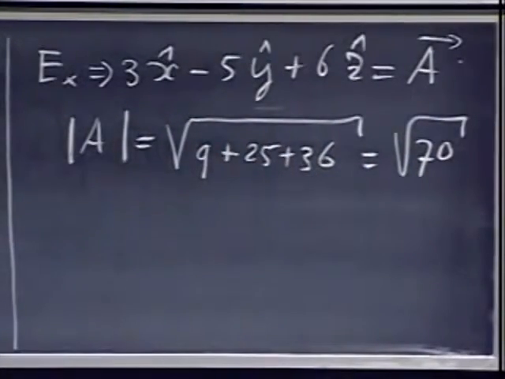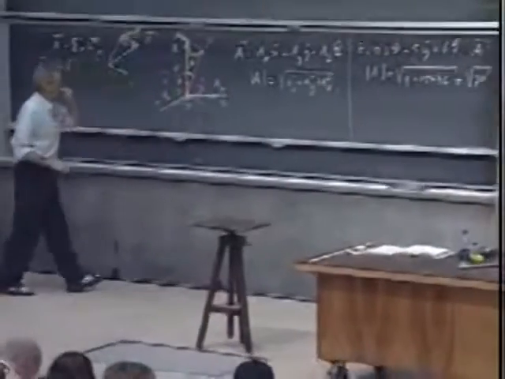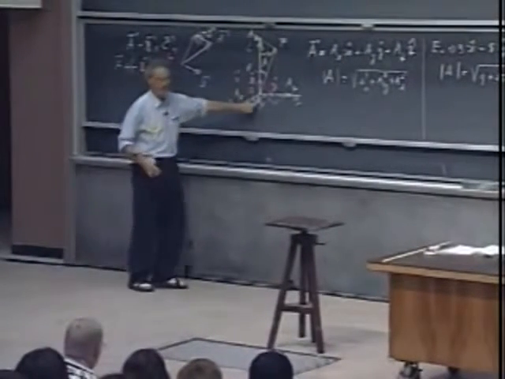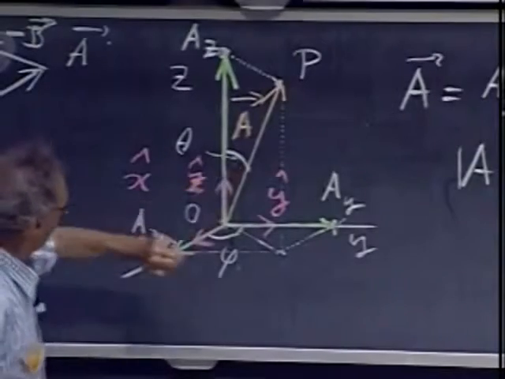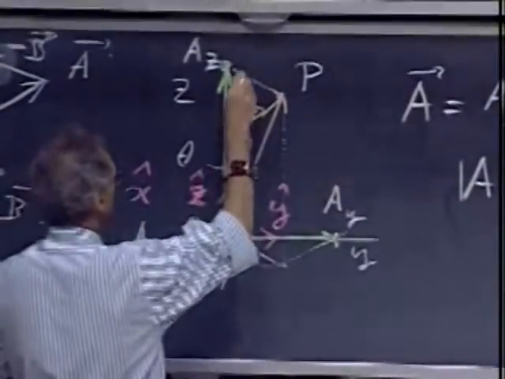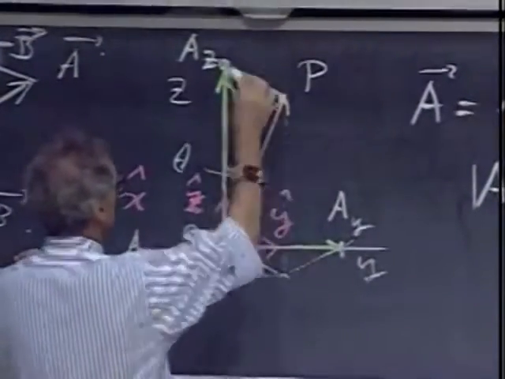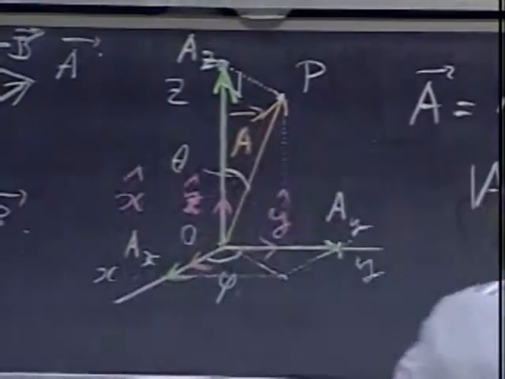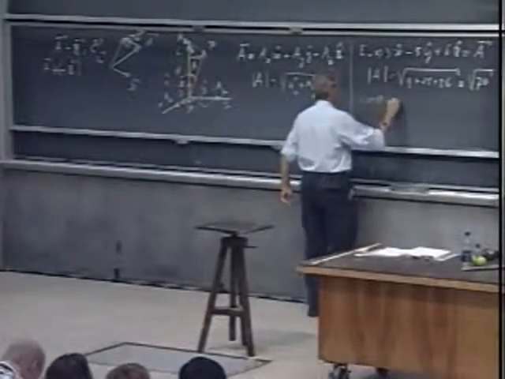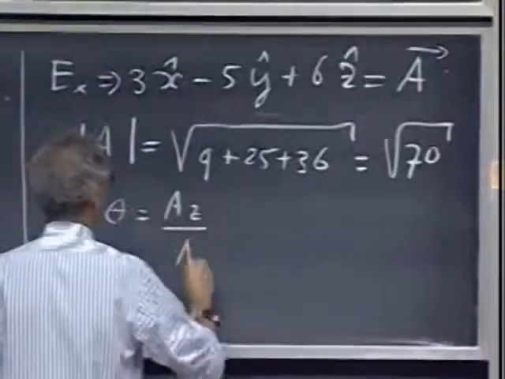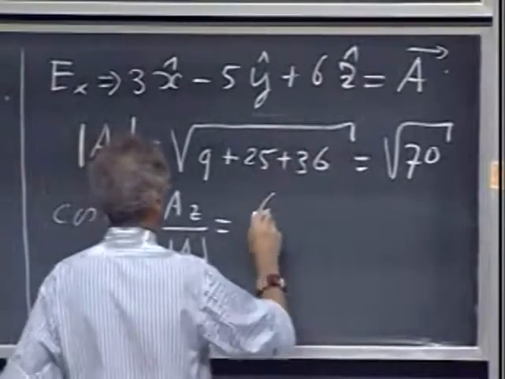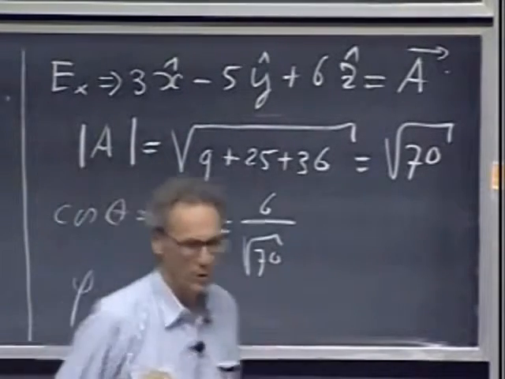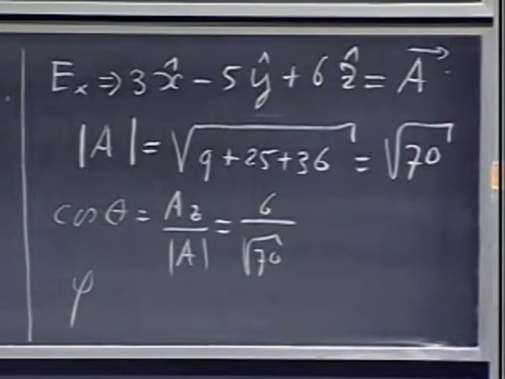And suppose I asked you, what is theta? It's uniquely determined, of course. This vector is uniquely determined in 3-dimensional space. So you should be able to find phi and theta. Well, the cosine of theta, see this angle here, 90 degrees, projection. So the cosine of theta is A of z divided by A itself, which in our case would be 6 divided by the square root of 70. And you can do phi. It's just simply a matter of manipulating some numbers.